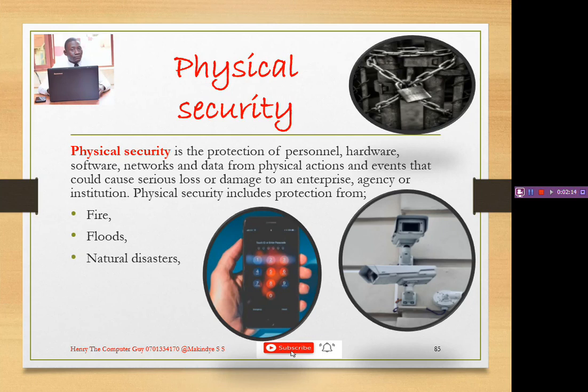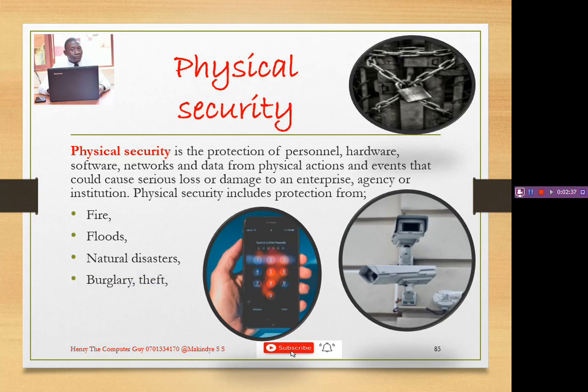Natural disasters. For example, lightning. How can we guard against the lightning? You install what we call a lightning conductor or build a lab having what we call a lightning conductor to guard against the lightning. Or don't use computers during a storm.